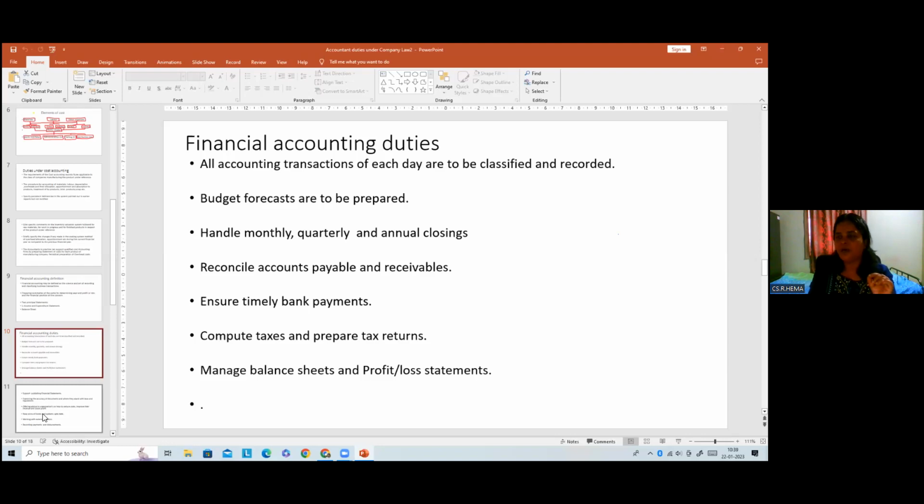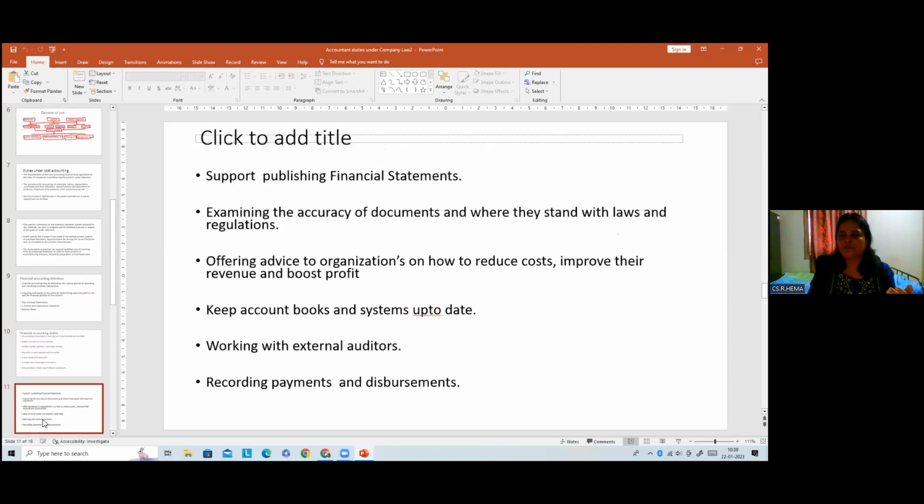Though you are doing accountant duties, I think some of the points may not come across you, so I have designed this. If you are not doing that work, you can do that work also.